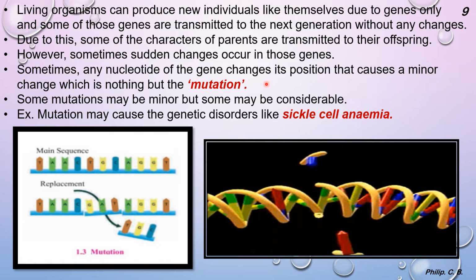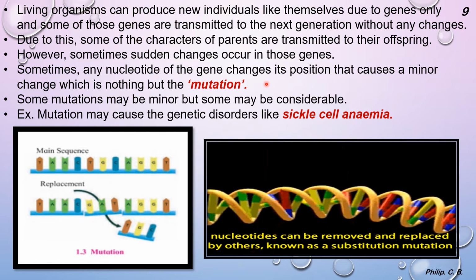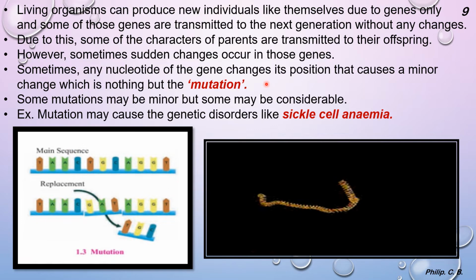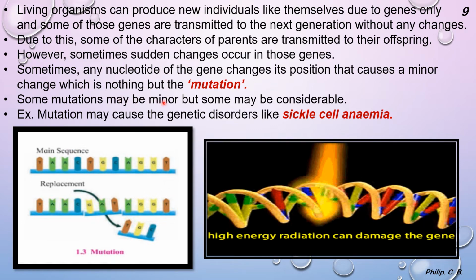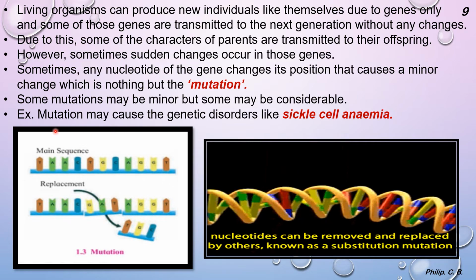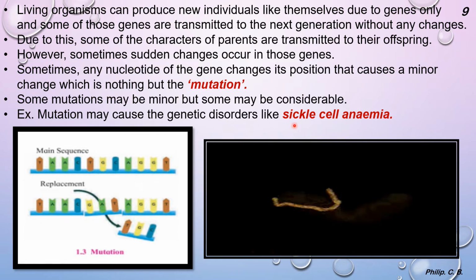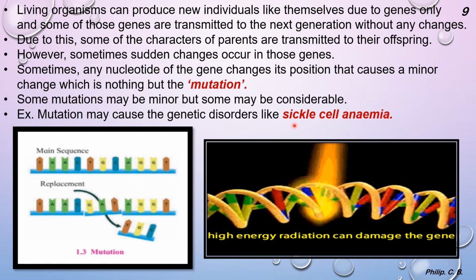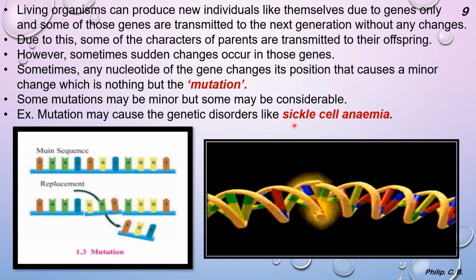So sudden changes take place because of which the genes which are actually similar from parents might change, and it can be useful and it can be harmful also. Some mutations may be minor, very small, which do not affect, but some may be considerable, which can be effective and harmful. For example, mutation may cause a genetic disorder like sickle cell anemia. What is that? I added a slide related to sickle cell anemia so that you can get the exact meaning of that.